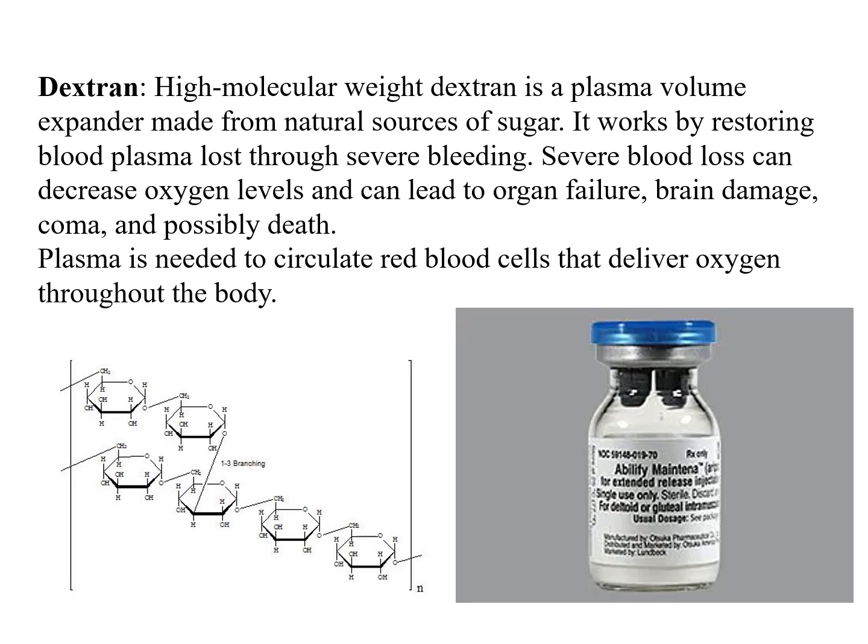The next polysaccharide is dextran. Dextran is normally a plasma expander with a high molecular weight. Dextran is a plasma volume expander made from a natural source of sugar. It works by restoring the blood pressure lost through severe bleeding. Severe blood loss can decrease the oxygen level and can lead to organ failure, brain damage, coma and possibly death. The plasma is needed to circulate the red cells and deliver the oxygen throughout the body. So this is the basic structure of dextran, which will act as a plasma expander.